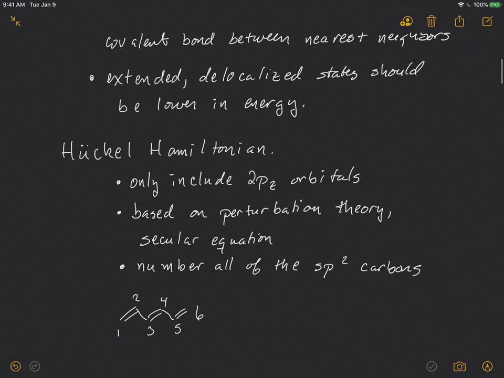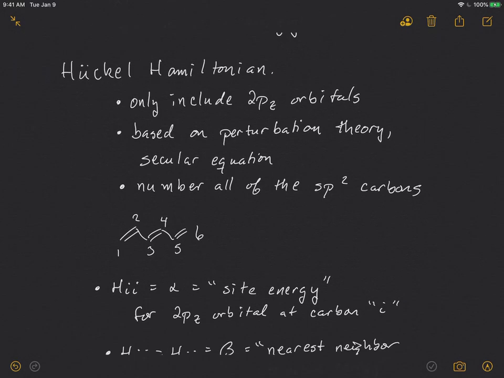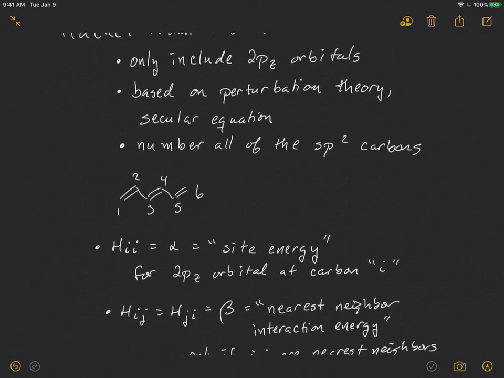The basic approach is we take a molecule like, say, this hexatriene here, and we number all of the sp2 carbons. So we've got 6 carbons, and we number each of them 1, 2, 3, 4, 5, 6. And then we're dealing with a Hamiltonian for all of the 2pz orbitals in this system. The Hamiltonian matrix is going to look as follows. Hii, along the diagonal of our Huckel Hamiltonian, is given by alpha, which is this site energy. We can think of this as the energy of the 2pz orbital sitting at carbon atom i.